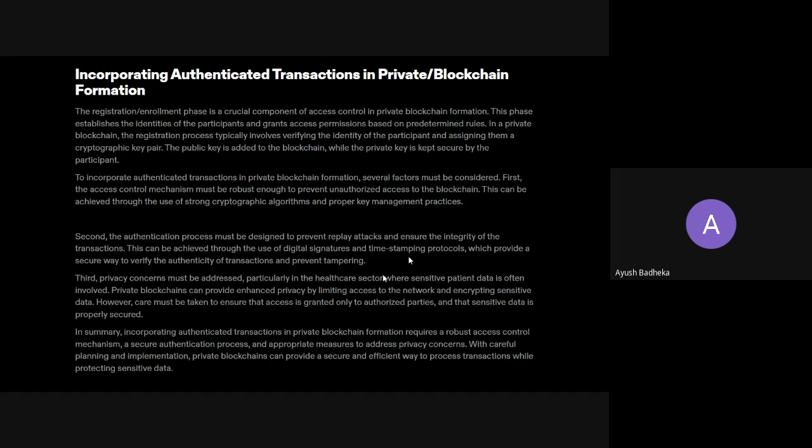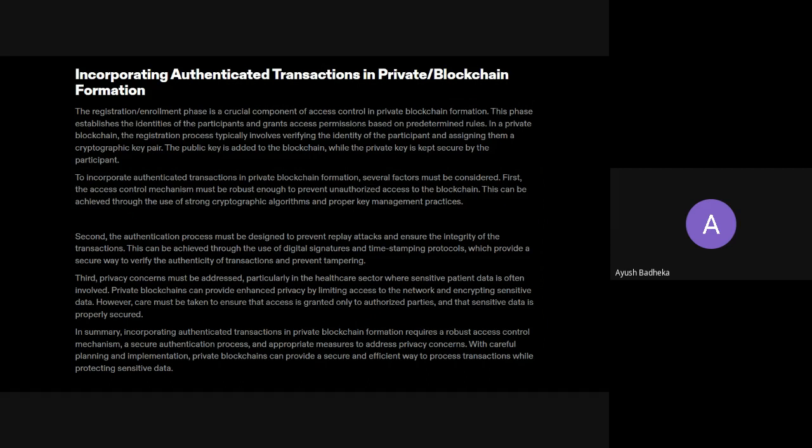Third, privacy concerns must be addressed, particularly in healthcare sectors where sensitive patient data is involved. Private blockchains can provide enhanced privacy by limiting access to the network and encrypting sensitive data. However, more care must be taken to ensure that access is granted only to authorized parties and that sensitive data is properly secured with the CIA: confidentiality, integrity, and availability. In summary, incorporating authenticated transactions in private blockchain formations requires a robust and sturdy access control mechanism, a secure authentication process, and an appropriate measure to address privacy concerns more quickly within the IoT-based organization.